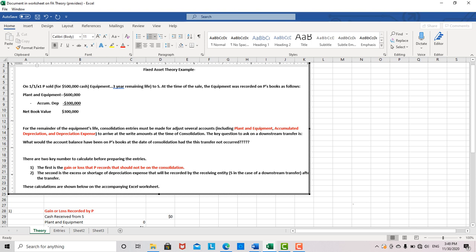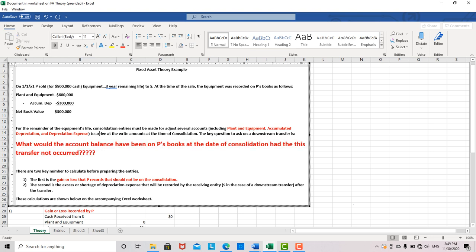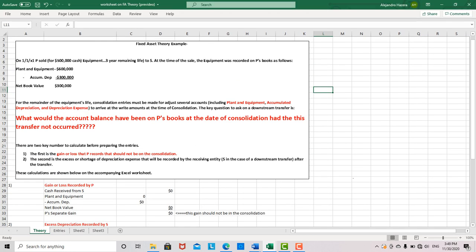The question you're always going to ask, both in calculating these numbers and in preparing the correct journal entries, and I'm going to make this question big: when we do these entries, when there's an intercompany transfer of fixed assets, what would the account balance have been on P's books? This is a downstream transfer. It would be on S's books for an upstream transfer. We're sticking with downstream transfers for now.